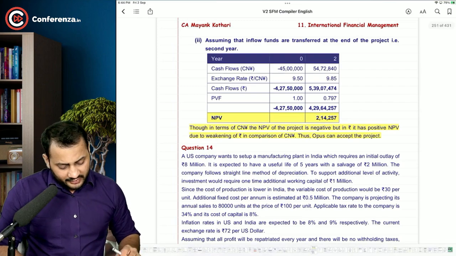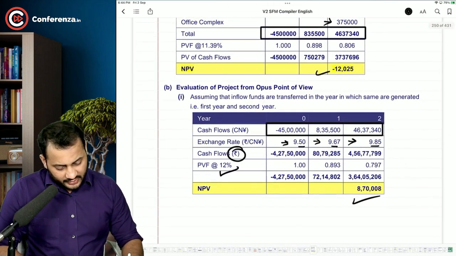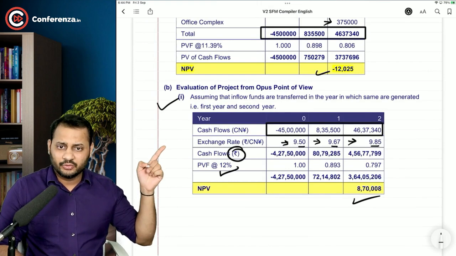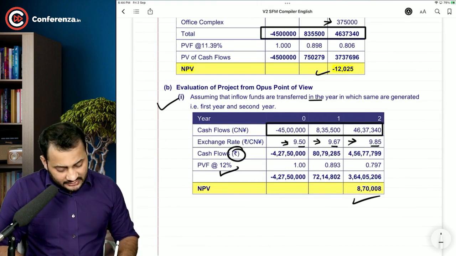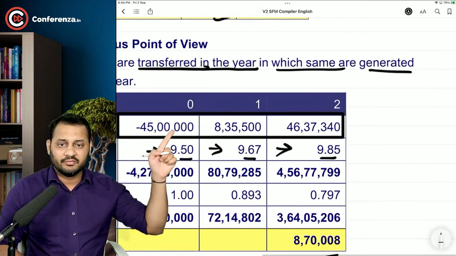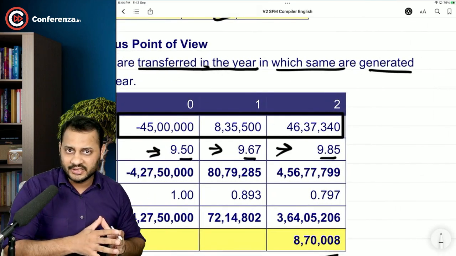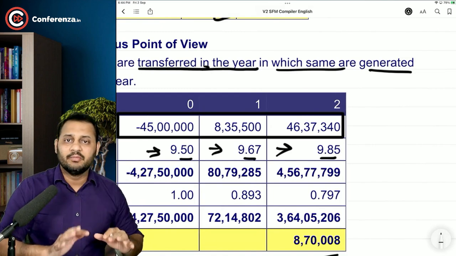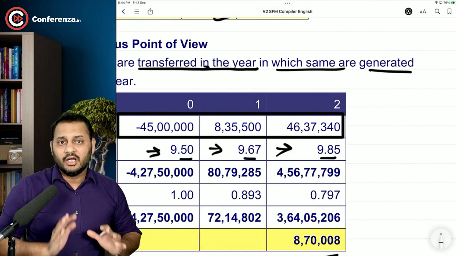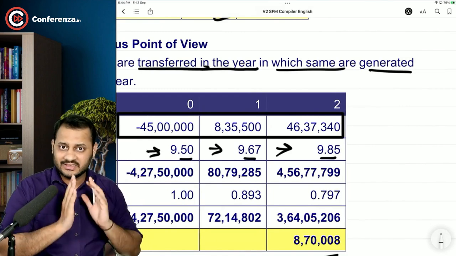Acha, there are two alternatives given to this. The first alternative, which I prefer, and you should go with this only, is when the cash flows are transferred in the year in which they are generated. That means in the first year we have generated 835,500 Chinese yuan, and it was transferred in the same year. That is what we have assumed: each year's cash flow is transferred in the same year.